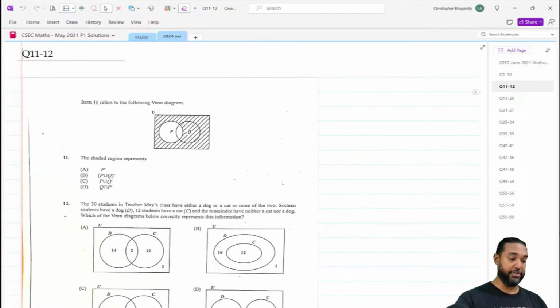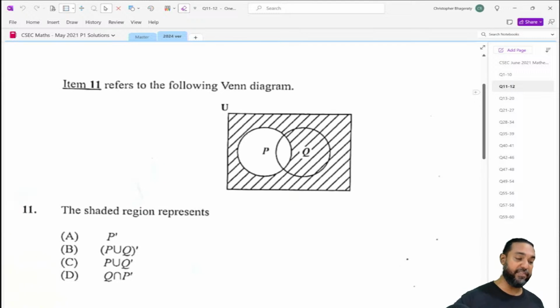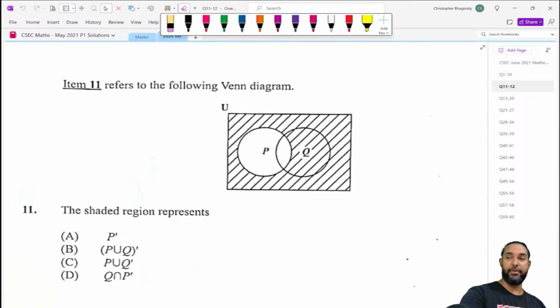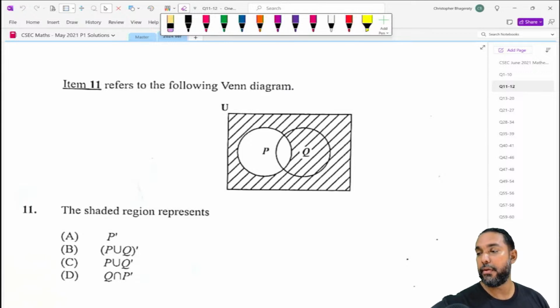Okay, number 11 and 12. Okay, so only 2 questions on this page. Item 11 refers to the following Venn diagram. Right, this is on the previous paper, right? So the shaded region is everything outside of P. What do we call everything outside of P? P complement.